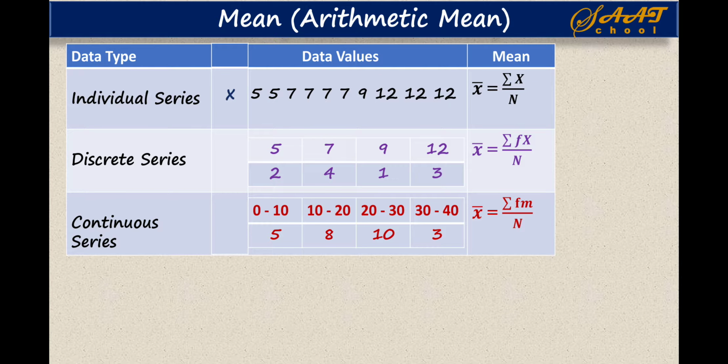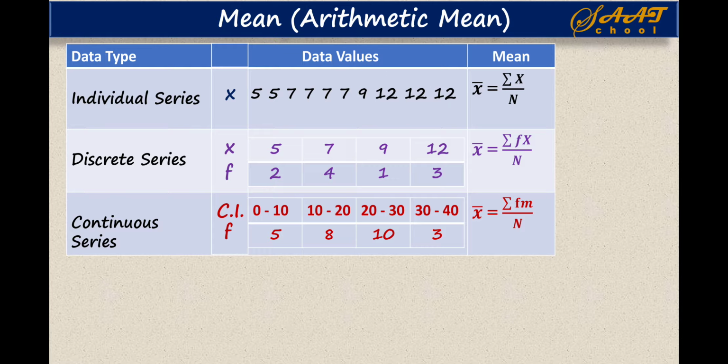So in the first, individual series, all these data values in statistics we simply represent by x. You can represent them by any letter, but simply we write x. In the second, discrete series, the first row is for x, and the second row is for f, that is frequency, how many times the given data value occurs. And finally, in continuous series, the first row is class interval and the second row is for frequency.